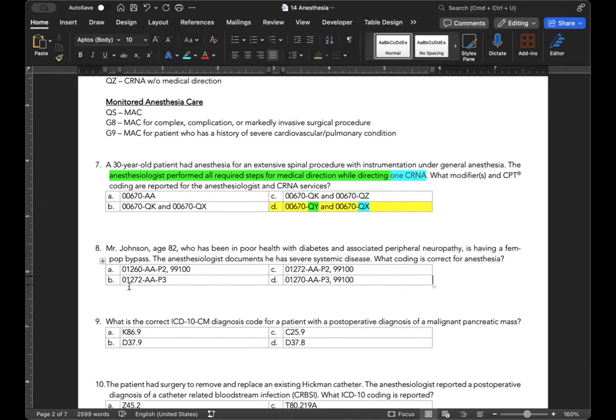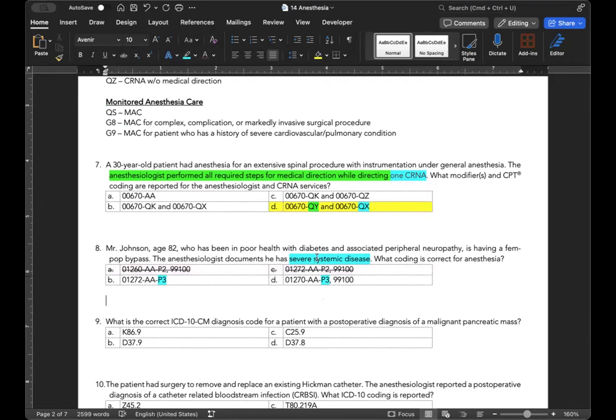Yep. So Tansy, we could also do that. Yeah. We could rule it out with the physical status modifier. So Dawn says a P3. Tansy says a P2. So which modifier is going to be for the severe systemic disease? P3. Yep, it's going to be your P3. A P2 would be if it was mild. So we're going to use our P3. Okay, so that's going to rule out A and C.